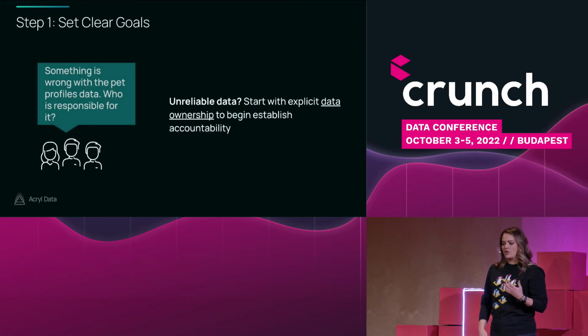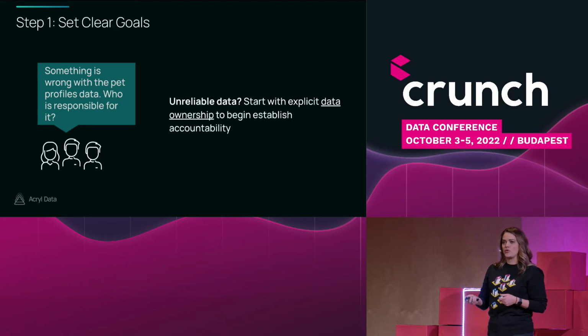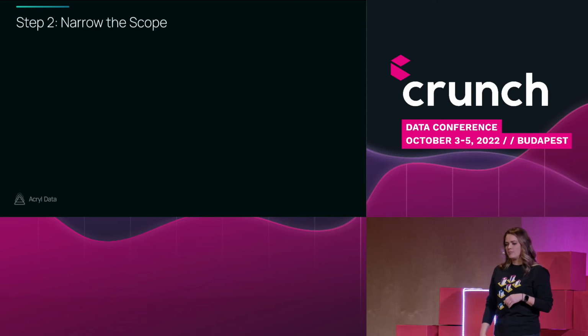Maybe instead, you're starting to deal with unreliable data, and there's just a ton of confusion about who owns what it represents, who's on the hook for getting that cleaned up. And so in this regard, you would want to start more with an ownership exercise. But again, it really comes down to your organization and the biggest problems that you're facing, so you can really start to set clear goals to execute against that.